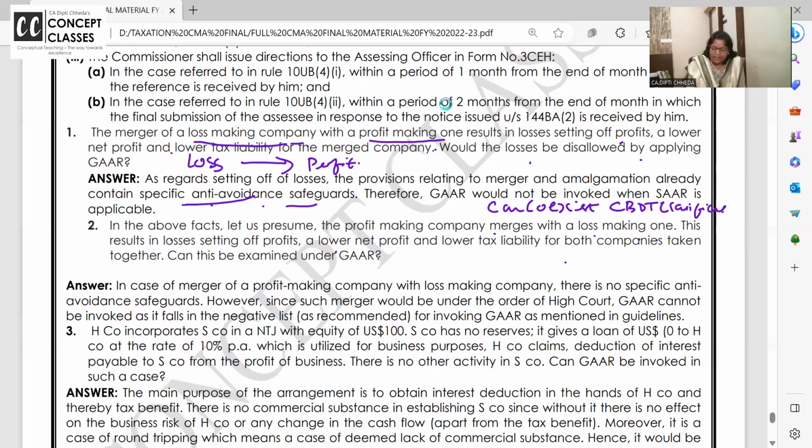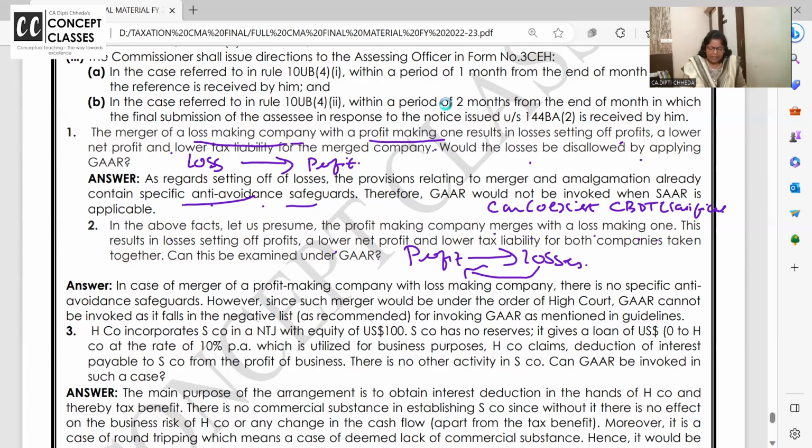Now let us assume the profit making company merges. अभी क्या हो रहा था? लॉस मर्ज हो रही थी. अब ऐसे लिखो, प्रॉफिट मेकिंग जाके लॉसेस में मर्ज हो गई. This results in losses setting off in the profit. कोई प्रॉफिट कंपनी हमारे में मर्ज हो गई तो वो तो प्रॉफिट हमारा है और हमारा लॉस तो हमारा है, तो बिल्कुल सेट ऑफ होगा ना.